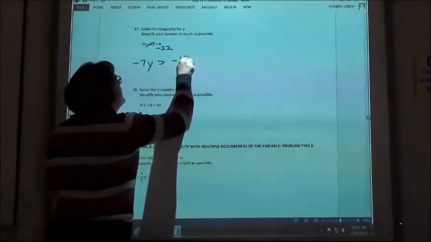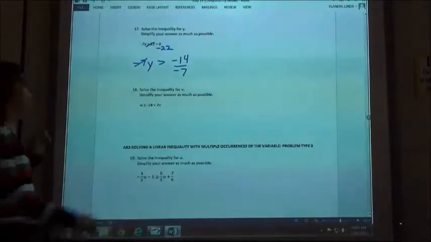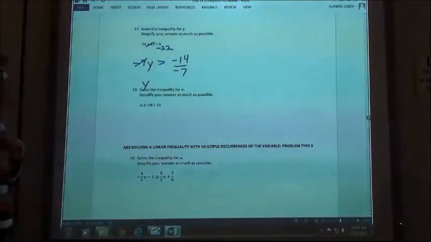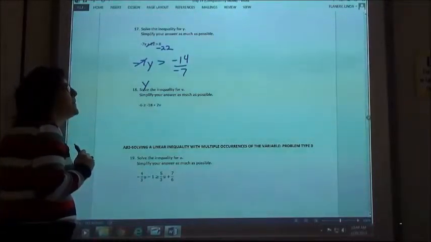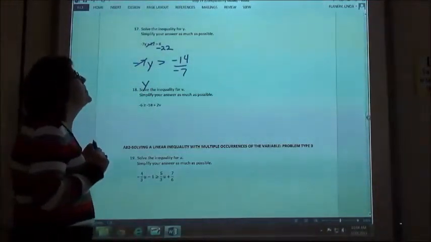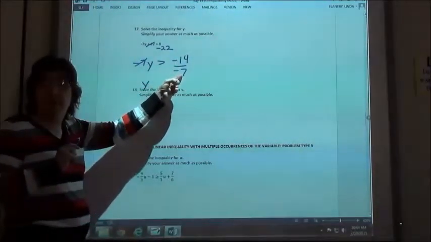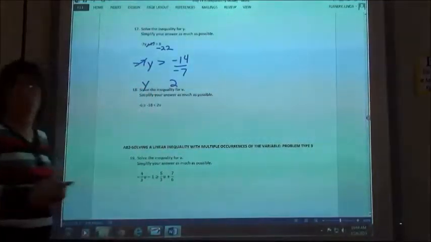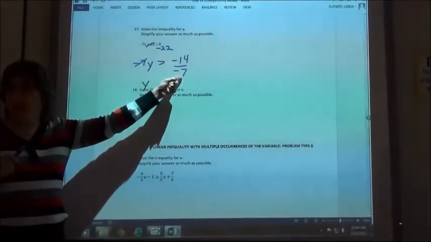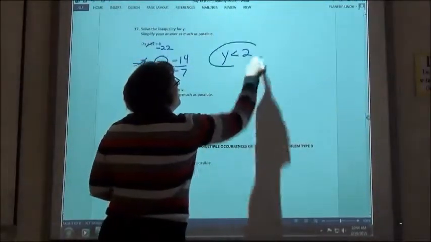Negative 14. And then in order to solve that, I'm going to divide by a negative 7. So what's my answer going to be? If I have negative 14 divided by negative 7, I'm going to get positive 2. What sign's going to be in between there? It's going to stay the same. No, it's not, because I divided by a negative 7 here, and when we divide by a negative, we have to flip that sign. So that sign's got to go the opposite direction. Okay. So y is going to be less than 2 for our answer.